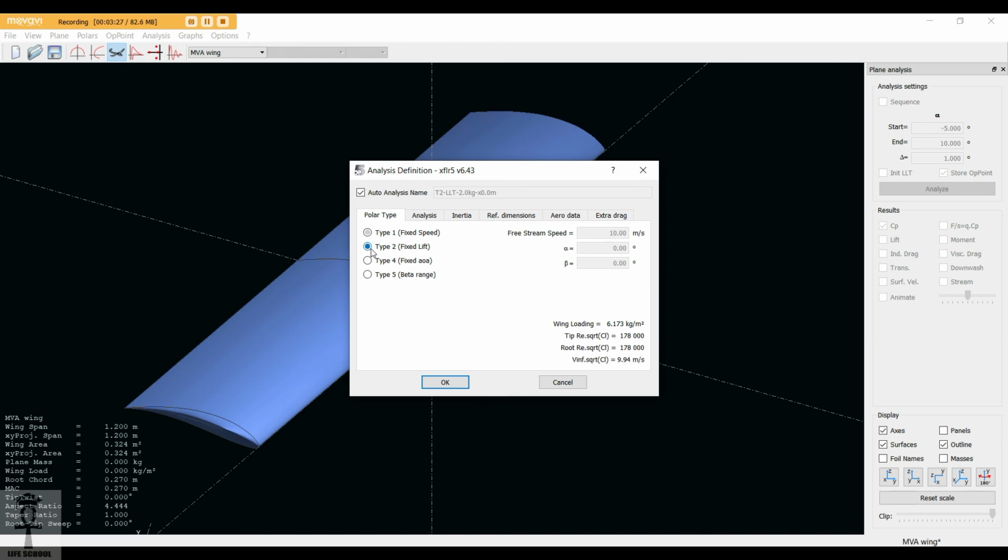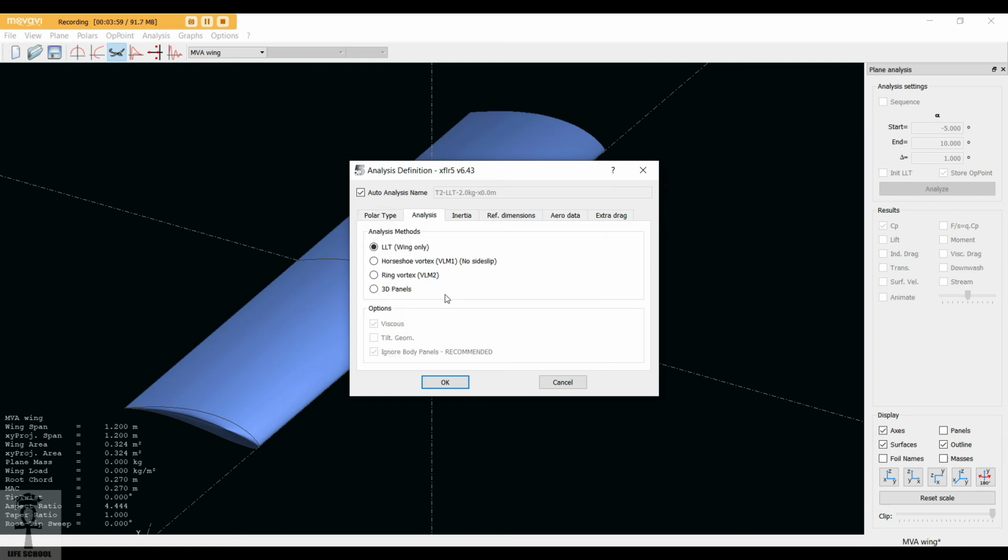In this type, that is the fixed lift type, what we do is we keep the lift fixed and we see the change in angle of attack, and what speed is required to get that much lift is seen here. So by keeping the fixed lift analysis, what we're going to do is change the angle of attack and see what speed is required in order to get that much lift. So that is our purpose.